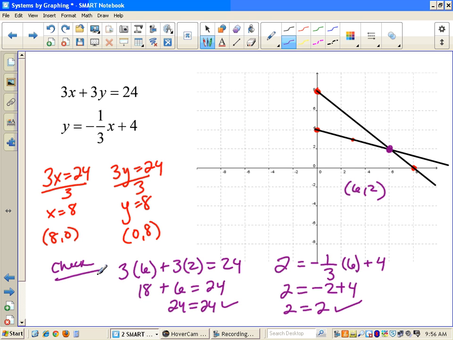Beautiful. That concludes the video. You might want to take a moment to put some of these graphing problems on your gold summary sheet.